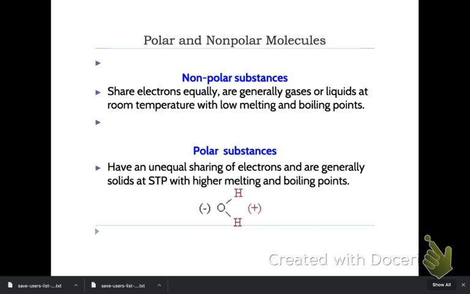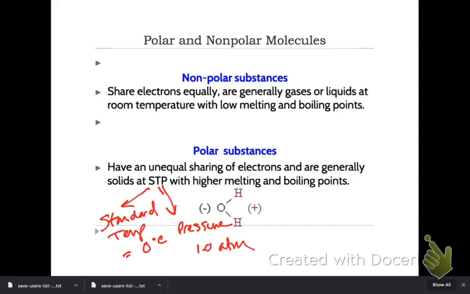They're usually solids at STP. Remember, that stands for standard temperature and pressure. We'll write these down. Standard temperature equals 0 degrees Celsius, and then standard pressure is 1 atmosphere. So at standard temperature and pressure, they're going to be solid, and they're going to have higher melting points and higher boiling points than their nonpolar counterparts there.